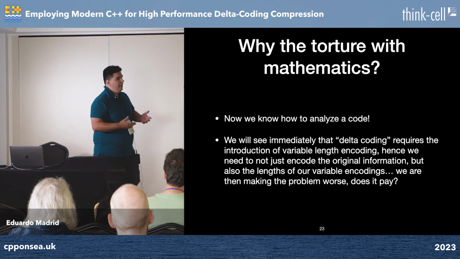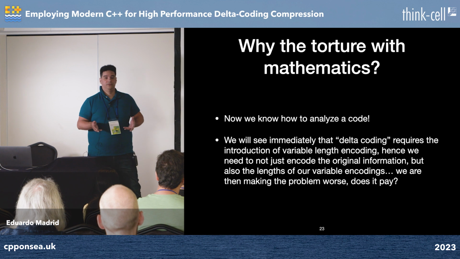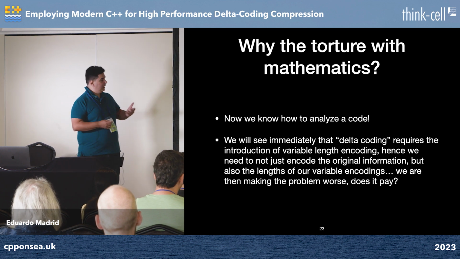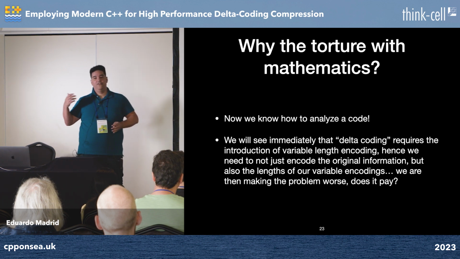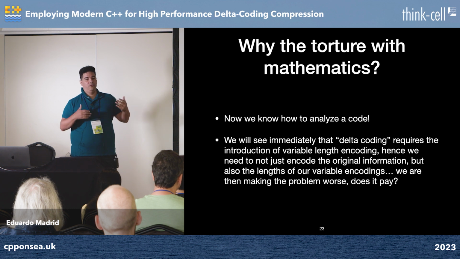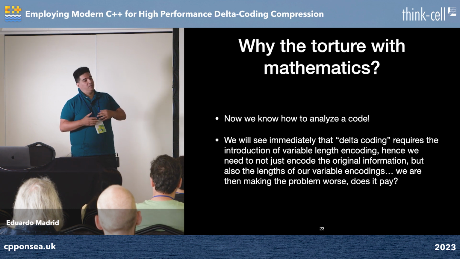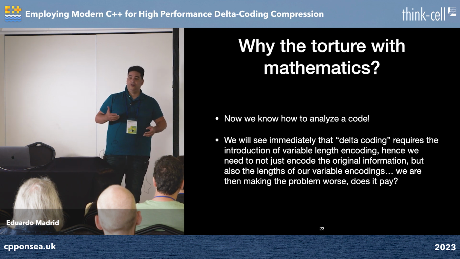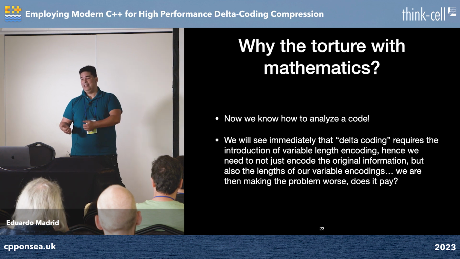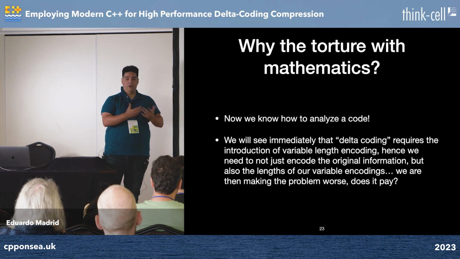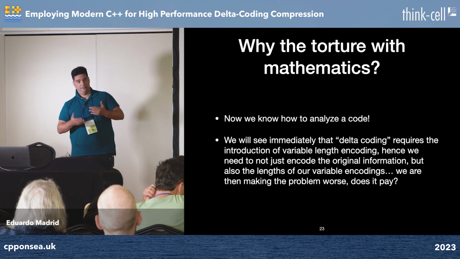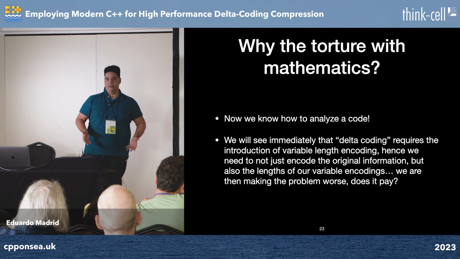So why am I torturing you with mathematics tonight? Now we have a way to analyze a code, okay? So we will see immediately that delta coding involves us to use variable length codes. And if you're going to be using variable length codes, we need to encode not just the data that we wanted to represent originally, but also the data and the length of the encoding that we're using. So we are making the problem of encoding harder because we are encoding more things. And it is just a quantitative question whether it pays off.